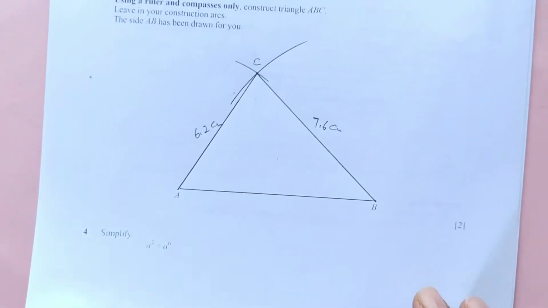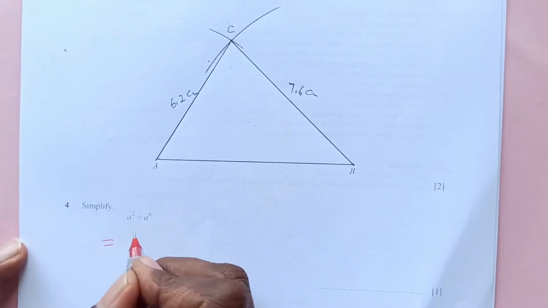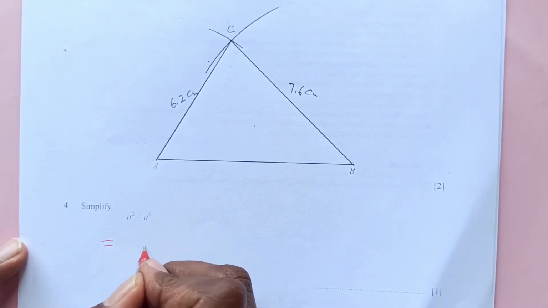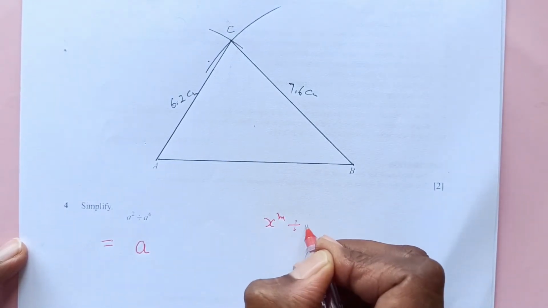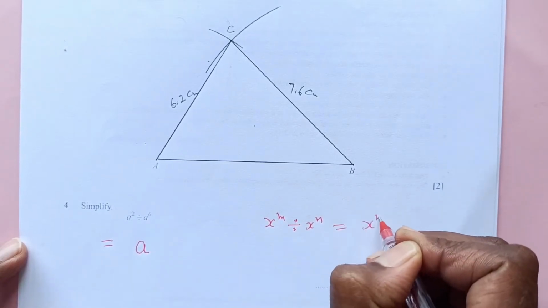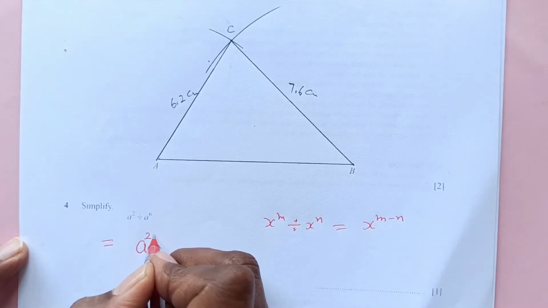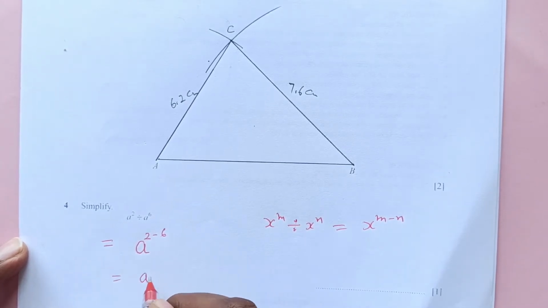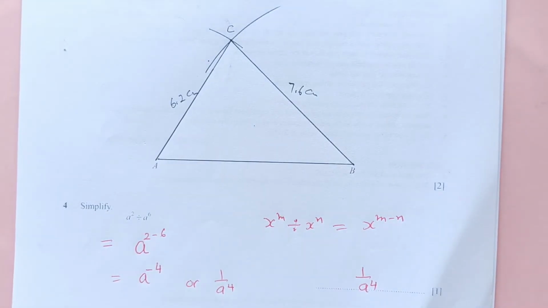Now number 4, we have to simplify a squared divided by a to the power 6. So exponent rule: x^m divided by x^n, when there is a division sign here, we subtract the powers, right? So this is 2 minus 6, which means a to the power negative 4, or we can write it down as 1 over a^4. So 1 over a to the power 4 is the final answer for this question.